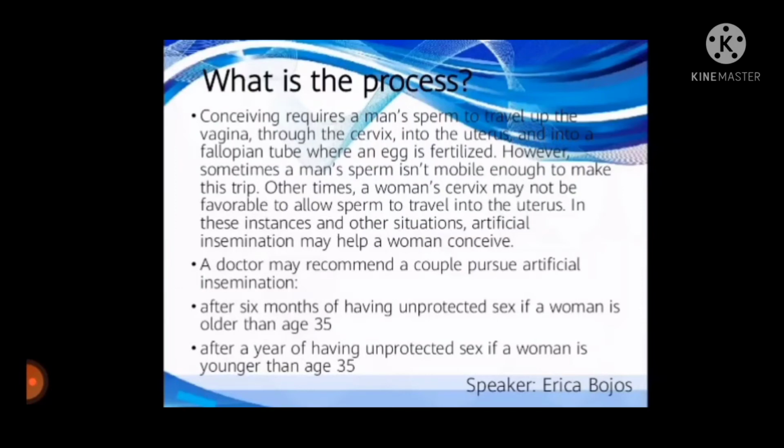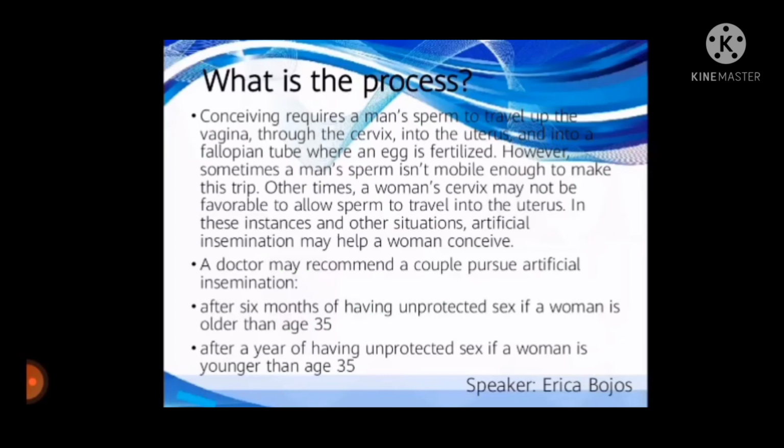So, what is the process? Conceiving requires a man's sperm to travel up the vagina, through the cervix, into the uterus, and into a fallopian tube where an egg is fertilized. However, sometimes a man's sperm isn't mobile enough to make this trip. Other times, a woman's cervix may not be favorable to allow sperm to travel into the uterus. In these instances, and other situations, artificial insemination may help a woman conceive.